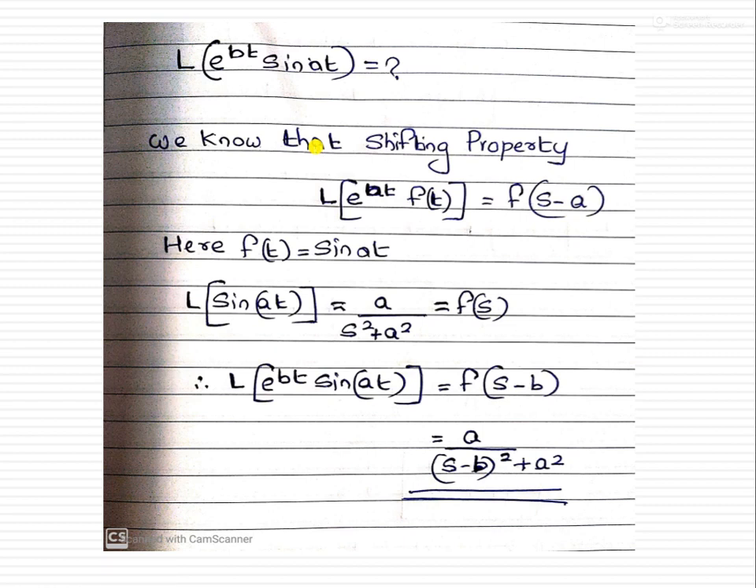So another problem is the Laplace transform of e raised to bt into sin at. Here we use the shifting property, that is, L of e raised to at into f of t can be written as F of s minus a. Here f of t equal to sin at, that is L of sin at, we already know that a by s squared plus a squared equal to F of s. So L of e raised to bt into sin at can be written as F of s minus b. We know that F of s equal to a by s squared plus a squared. So F of s minus b can be written as a by (s minus b) whole squared plus a squared.